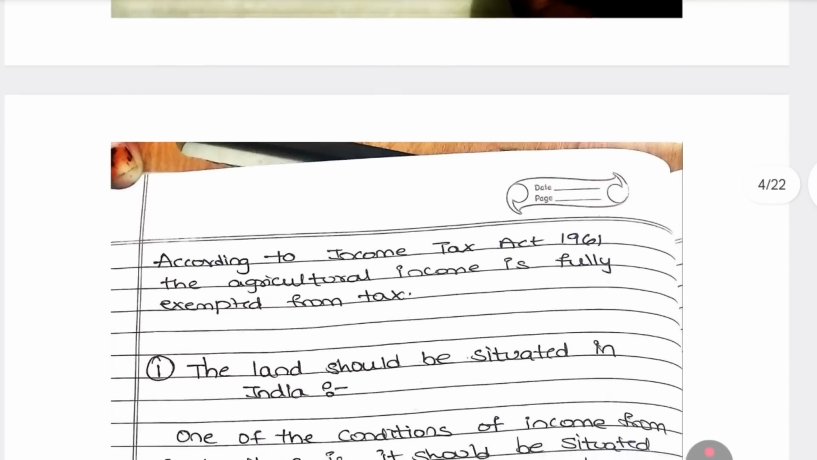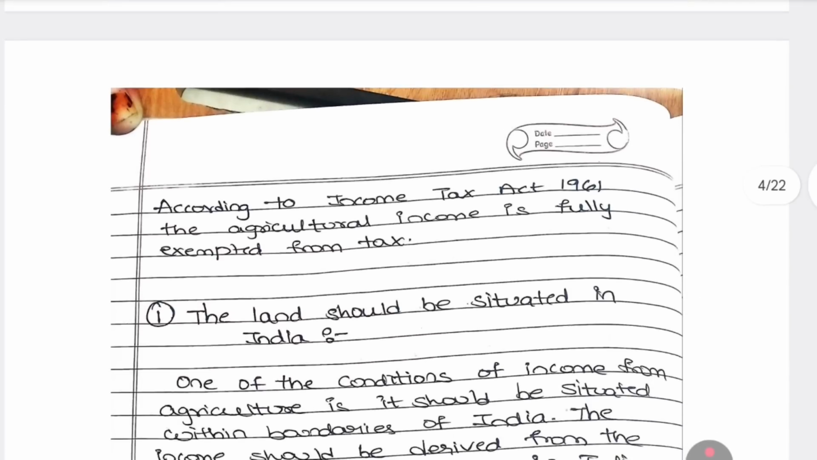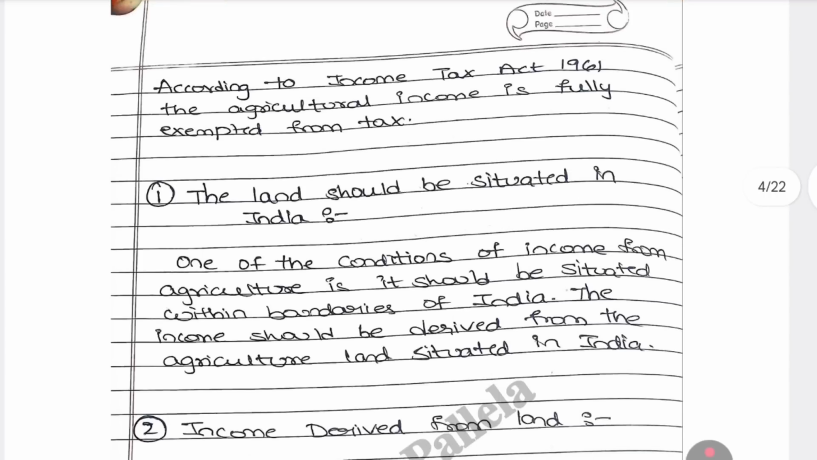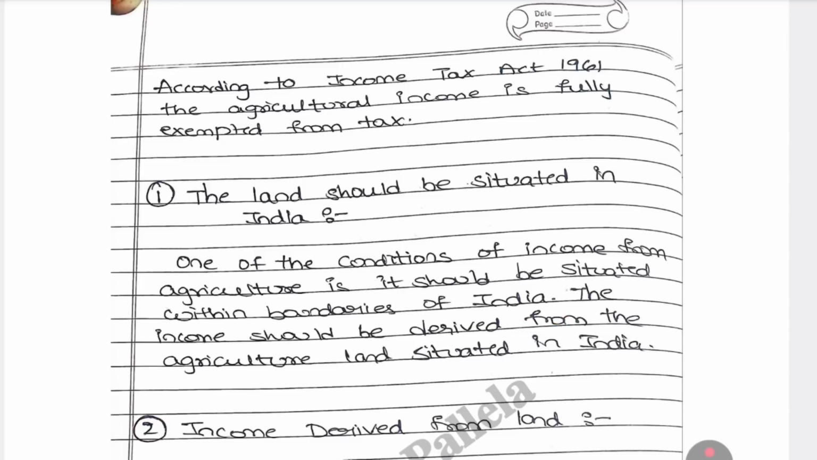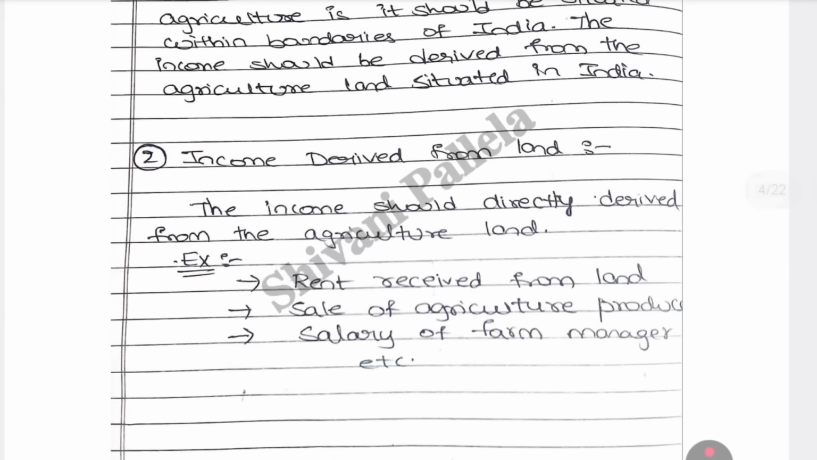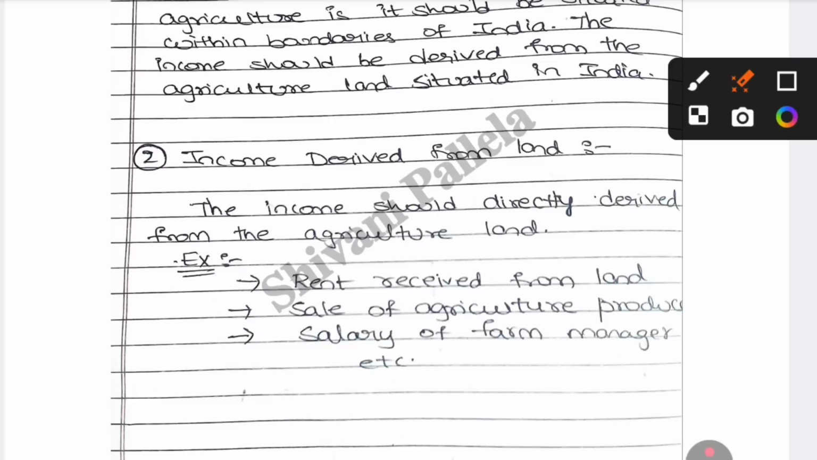Next, according to the Income Tax Act 1961, it should be situated in India. The land should be situated in India, yes or no? The Income Tax Act in India of 1961 states that there is no need to pay income tax if the land is used for the agriculture sector and it is in India. Next, the income derives directly from the land. Whatever profit, income or revenue you get should be derived from the land itself. For example, rent received from land, sale of agriculture product, salary of farm manager.